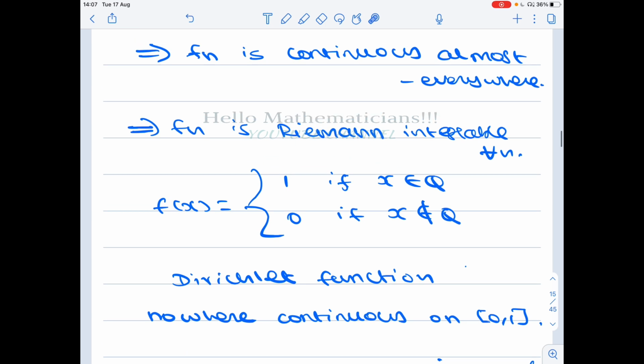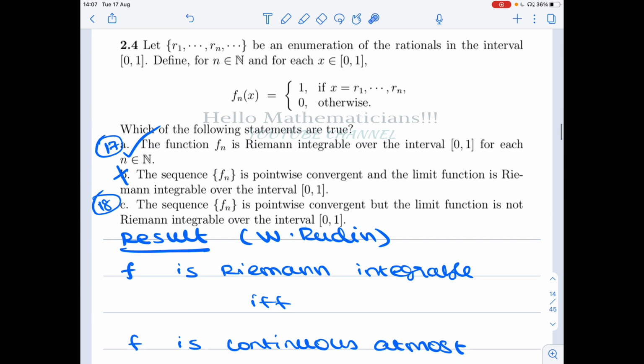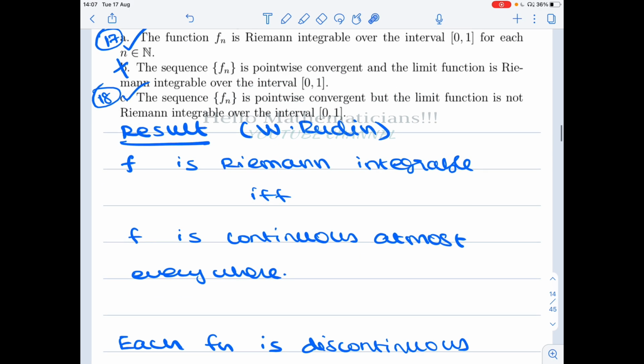Nowhere continuous means its set of discontinuities is the closed interval [0, 1], which has positive measure. Therefore the Dirichlet function is not Riemann integrable. Therefore the limit of this function is not Riemann integrable. So option C is true. The sequence of functions fn is pointwise convergent but the limit function is not Riemann integrable. Okay, so let's continue.